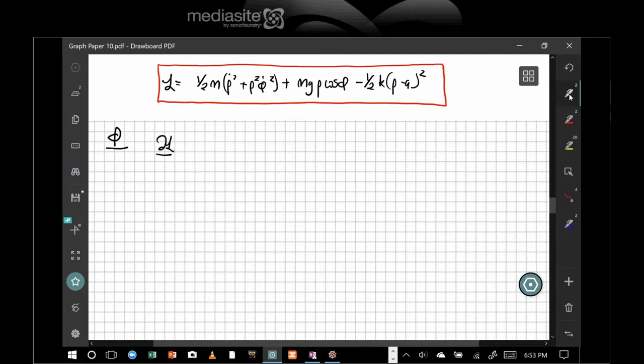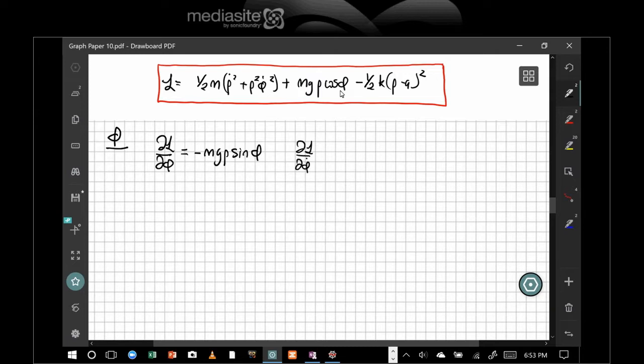So partial L with respect to phi is going to be equal to, if you take a look at phi, there's one term that has a phi. So that's going to be equal to minus mg rho sine of phi. The minus sign comes from taking the derivative of cosine.